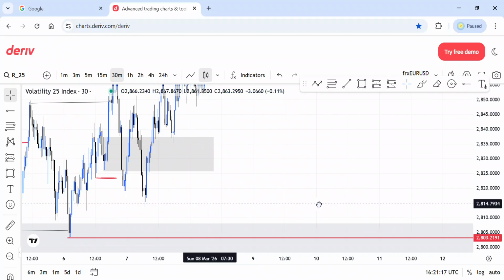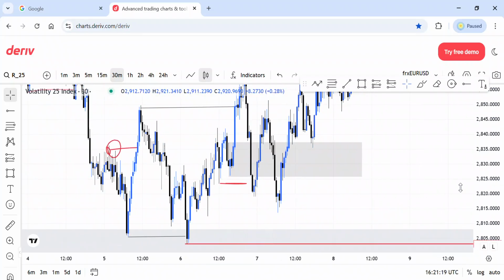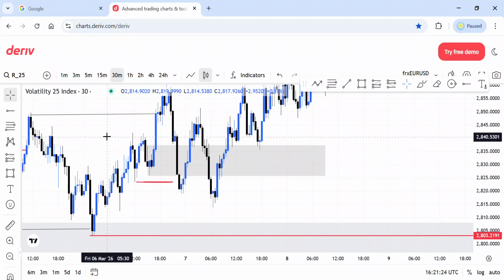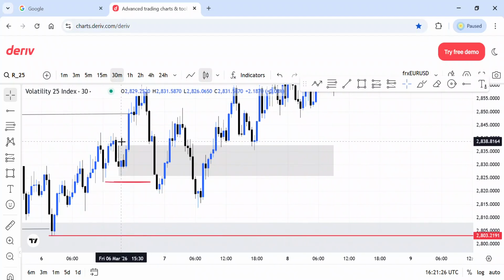Don't be too hasty to execute a trade. Don't forget you are putting in your money. You are putting in dollars, okay? So be very, very careful.